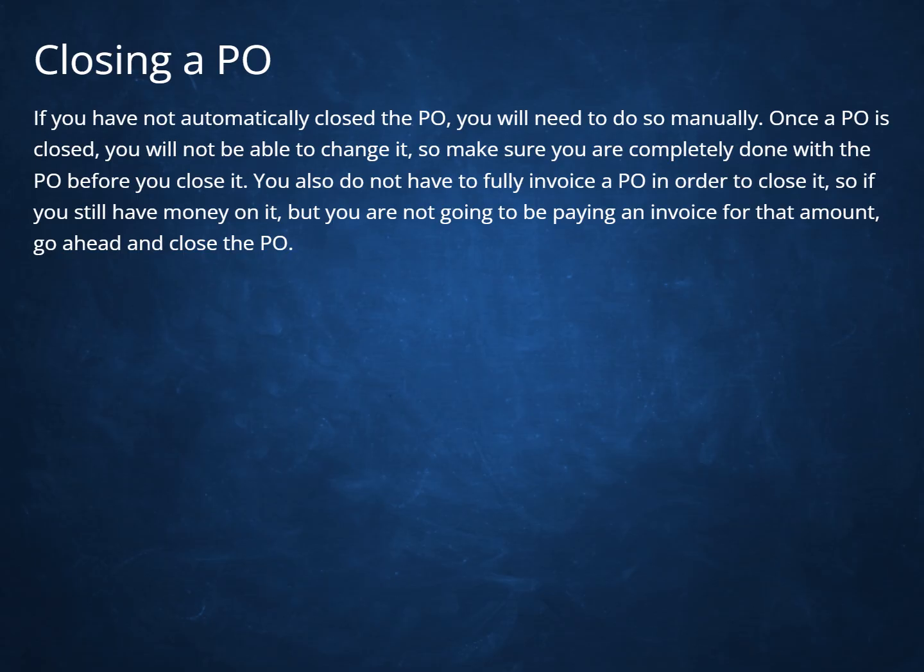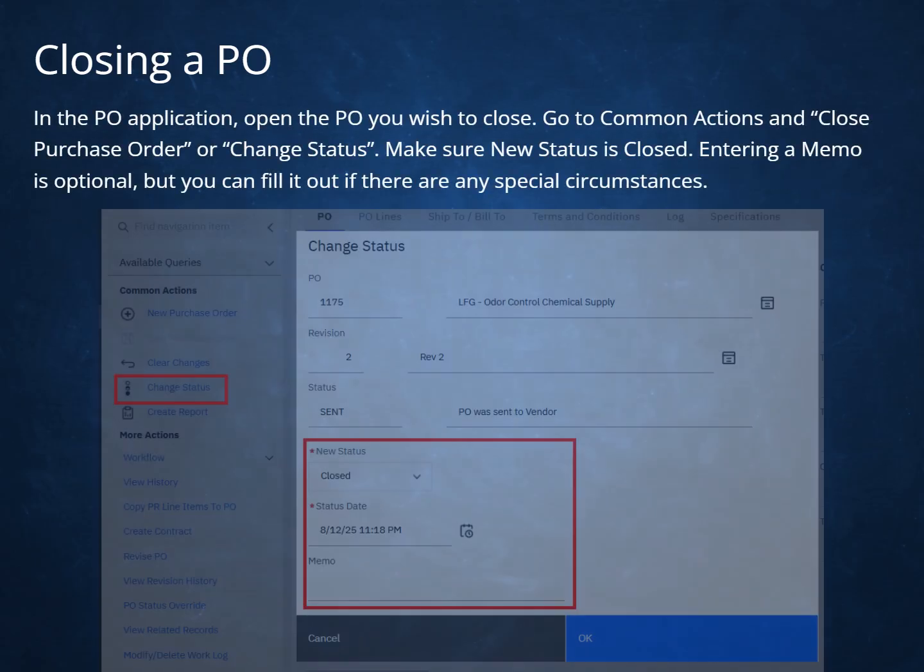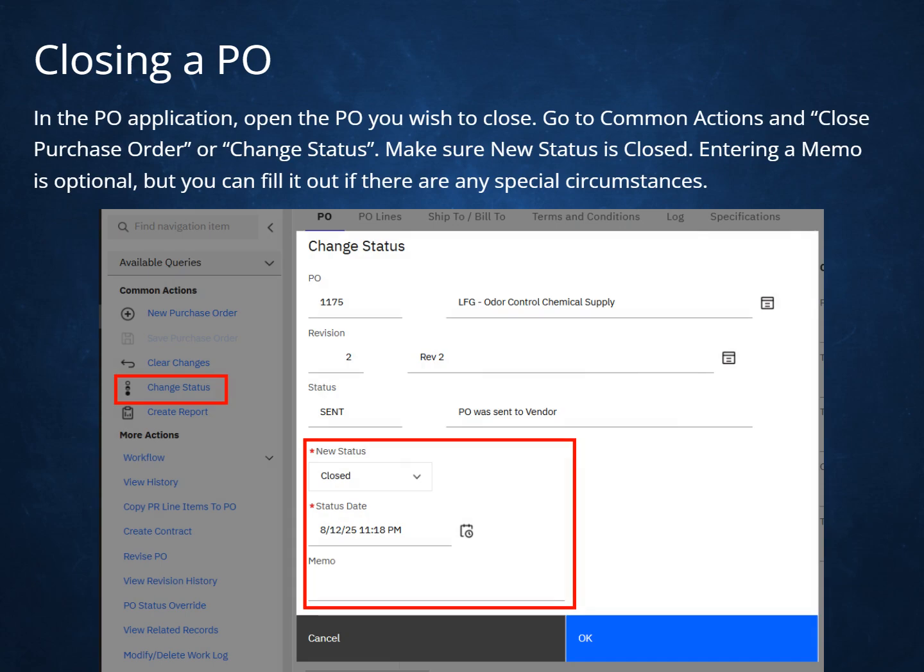You also do not have to fully invoice a PO in order to close it. So if you still have money on it but you are not going to be paying an invoice for that amount, go ahead and close the PO. In the PO application, open the PO you wish to close. Go to Common Actions and Close Purchase Order, or Change Status. Make sure New Status is closed. Entering a memo is optional, but you can fill it out if there are any special circumstances.